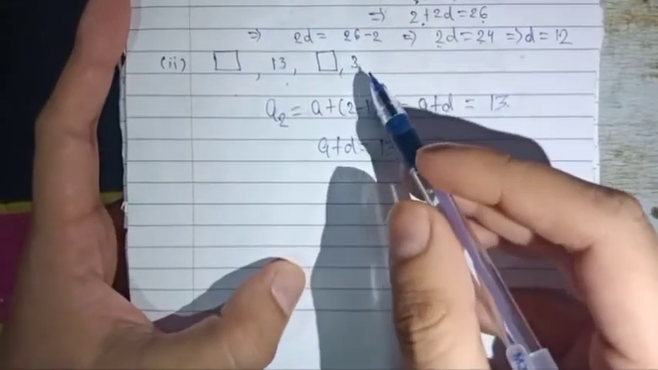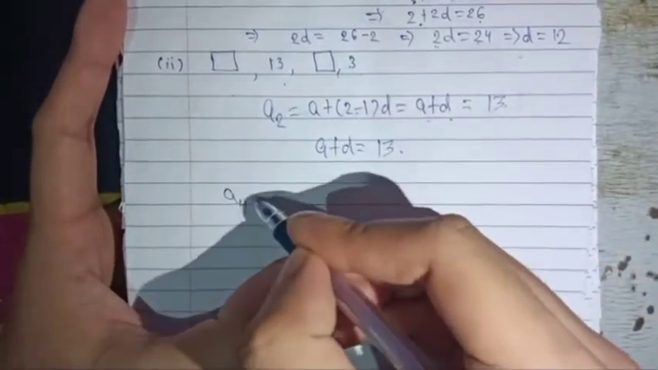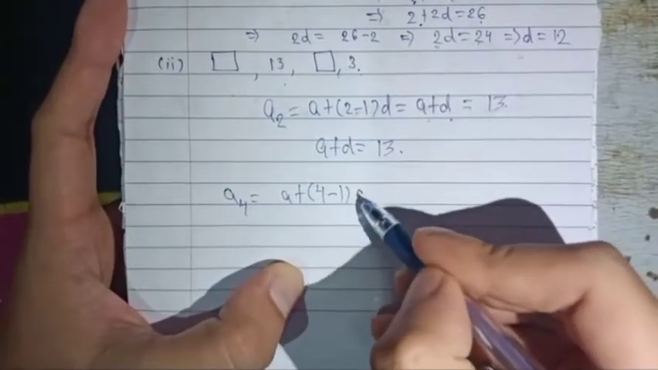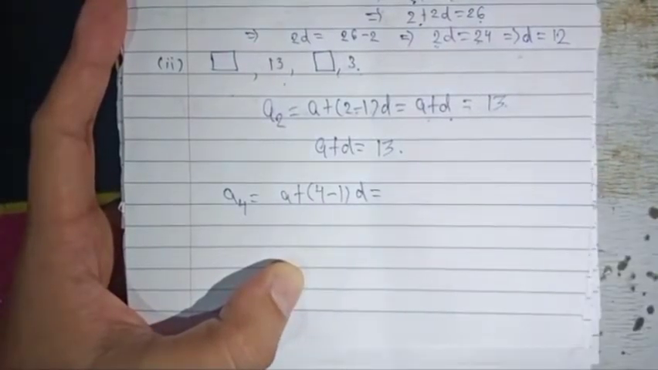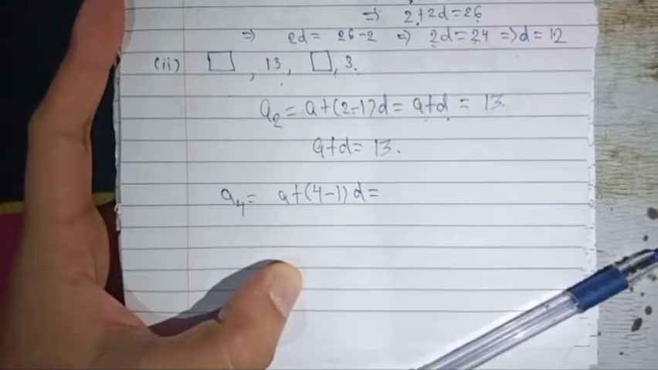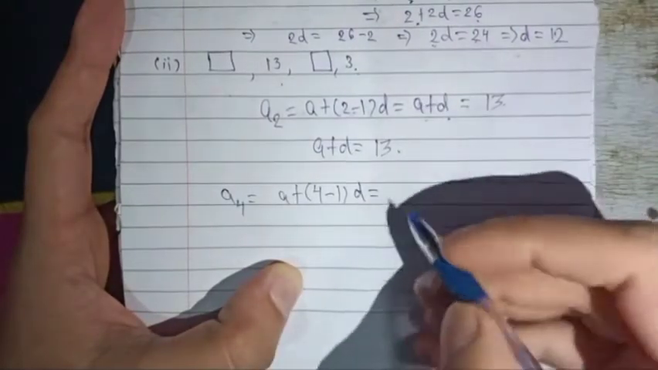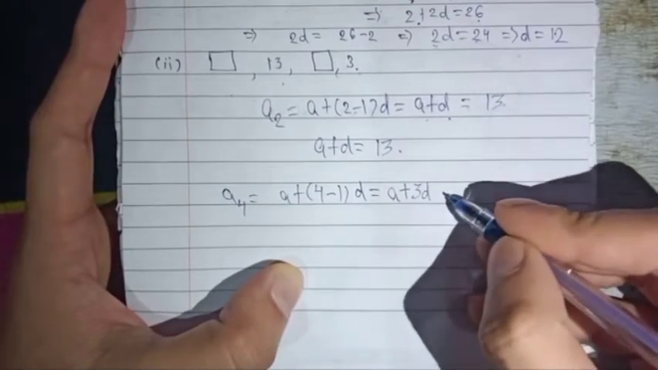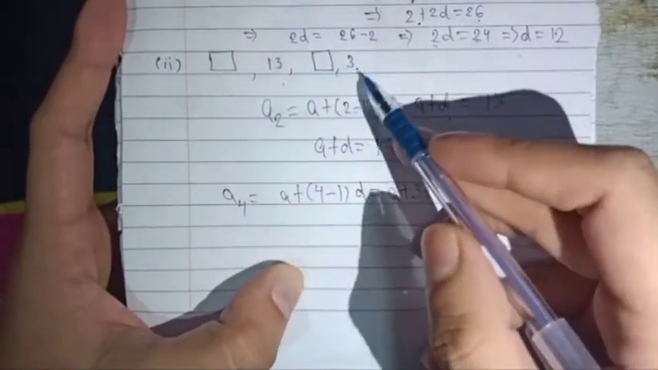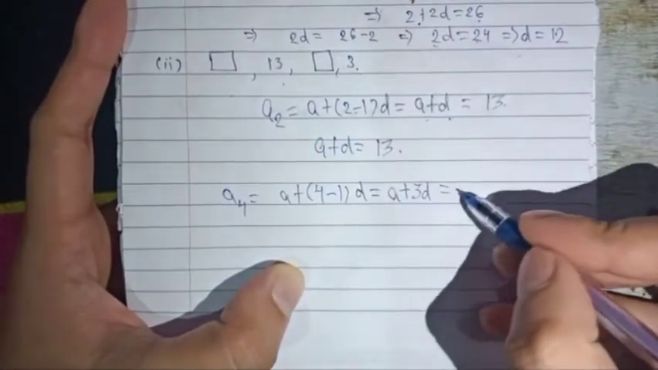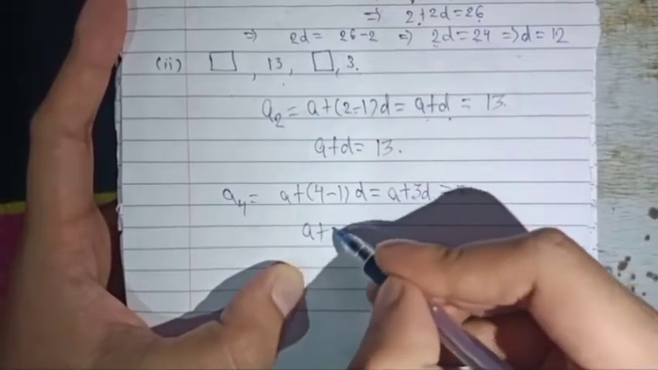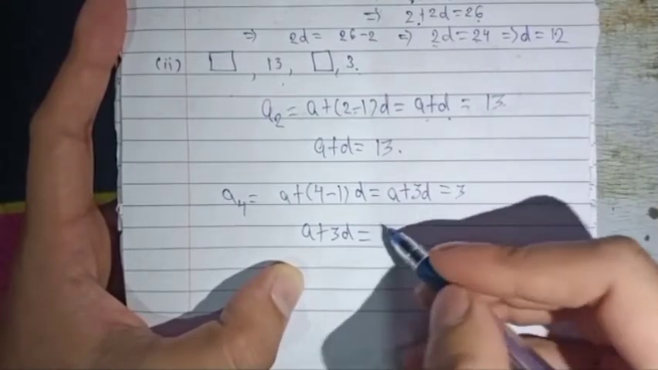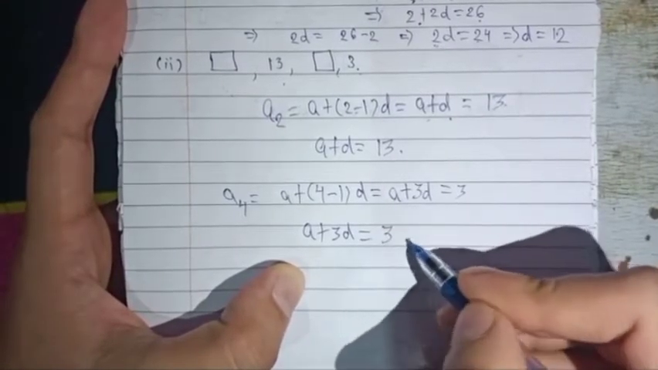Similarly, the fourth term is given to us. So A4 is equal to A plus 4 minus 1 D, so it will become A plus 3D, and the fourth term is given to us as 3. Therefore we obtain the equation A plus 3D is equal to 3.